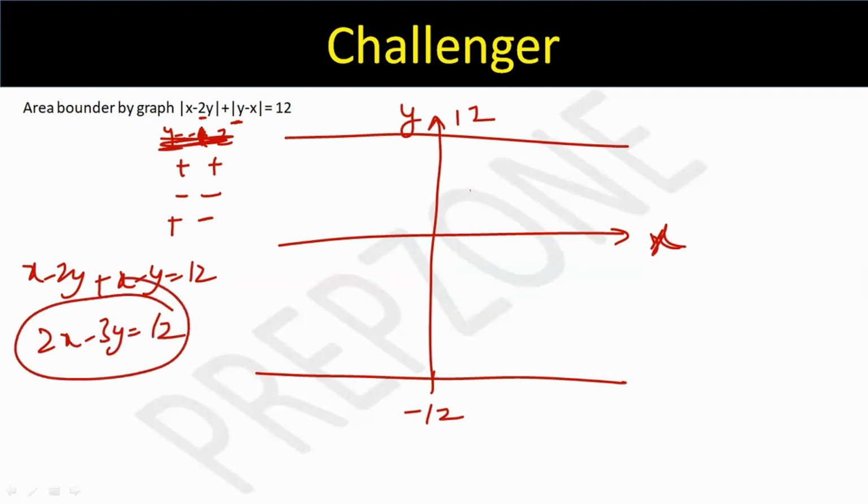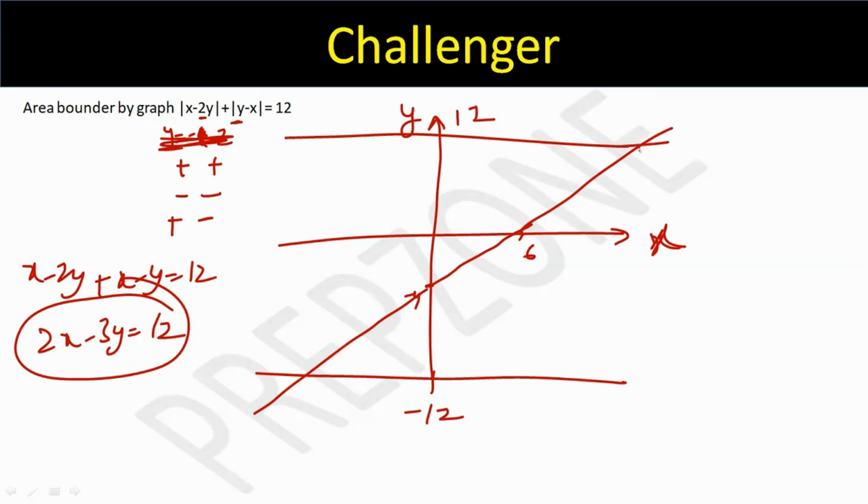How do you plot this? When x is 0, y is minus 4? Yes. So this is minus 4 somewhere. And when y is 0, x is 6. So this is how this line looks, right? You just have to join them. And this is how it will be, correct, right?